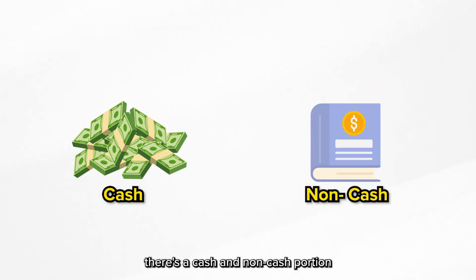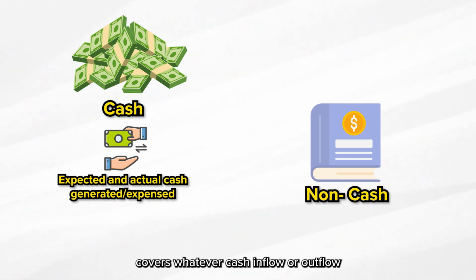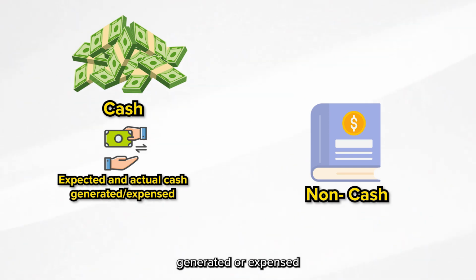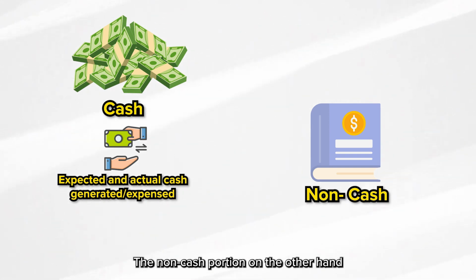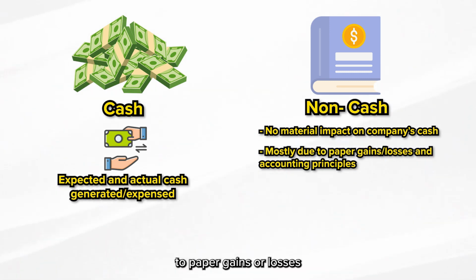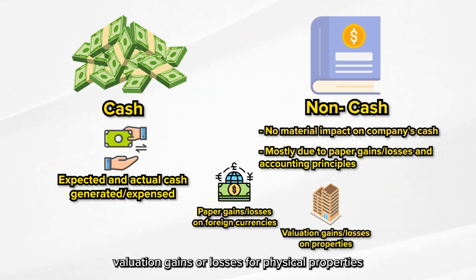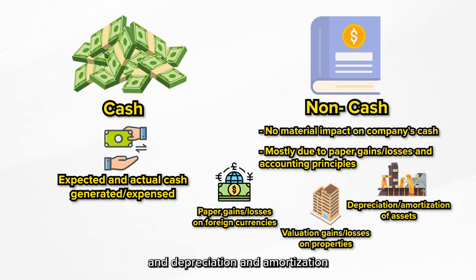Before proceeding to the next section of the income statement, I want to highlight that there is a cash and non-cash portion of the income statement. Simply put, the cash portion of the income statement covers whatever cash inflow or outflow that is expected to be generated or expensed. The non-cash portion, on the other hand, has no material impact on the company's cash and is often due to paper gains or losses and accounting principles. Some examples of non-cash line items include gains or losses on foreign currencies, valuation gains or losses for physical properties, and depreciation and amortization of tangible and intangible assets.